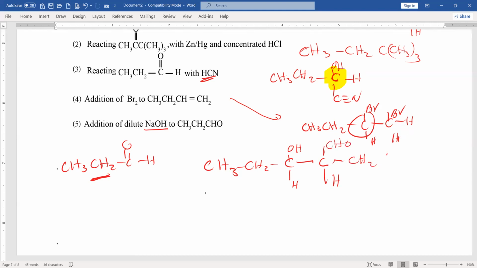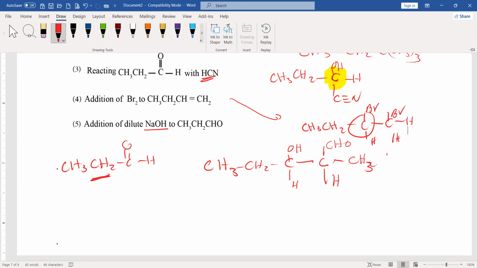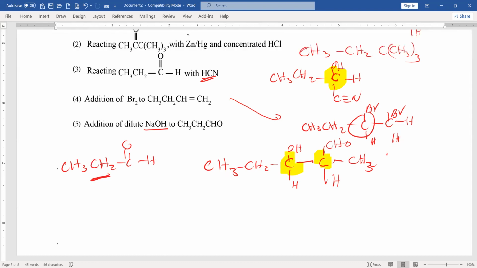CH3. In this case we have a compound with two chiral centers. One is this, the other one is this. Therefore, your answer is the fifth one.